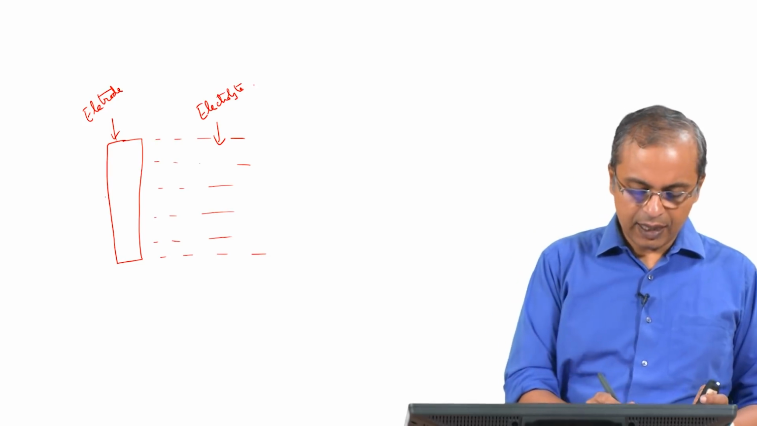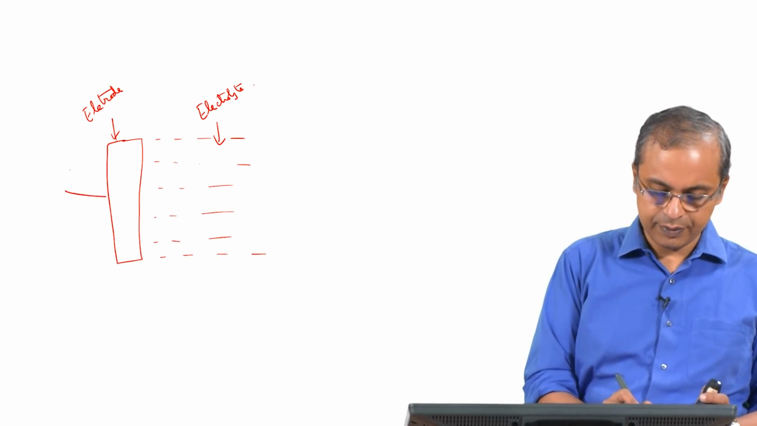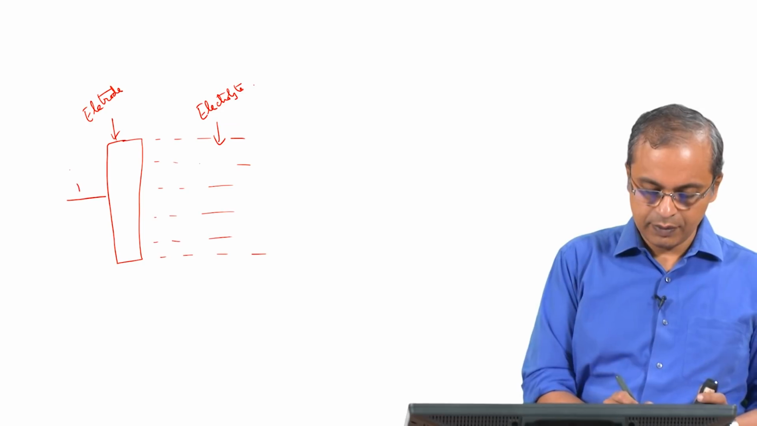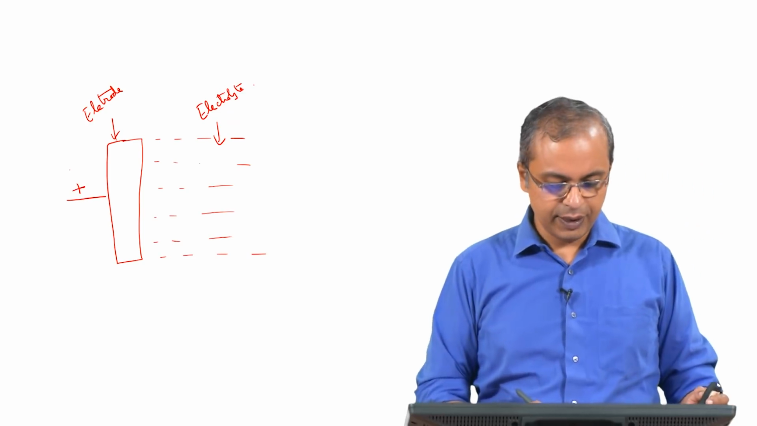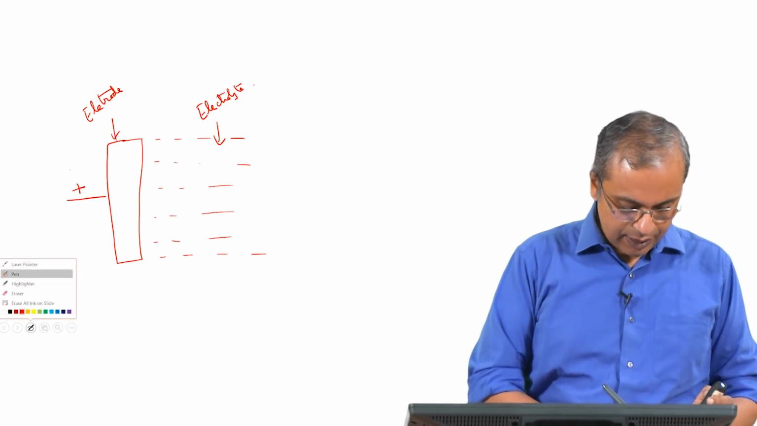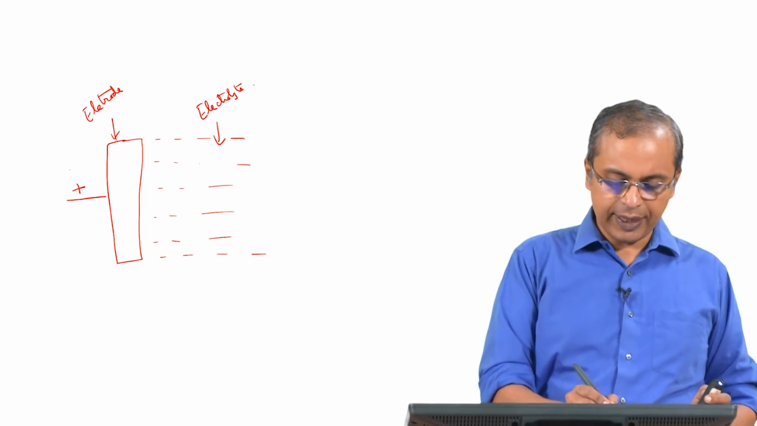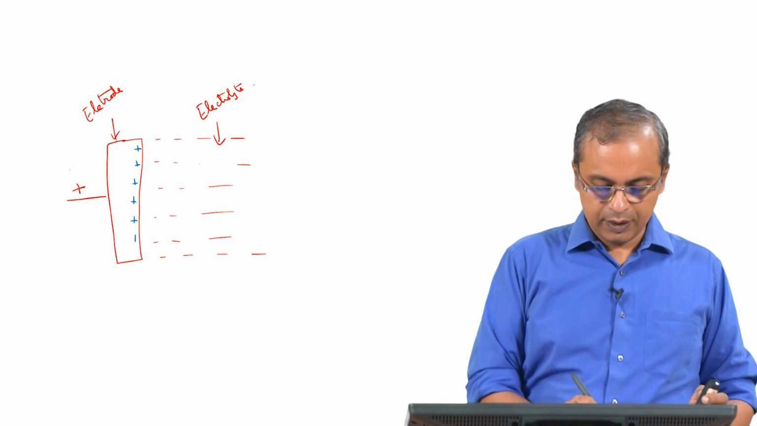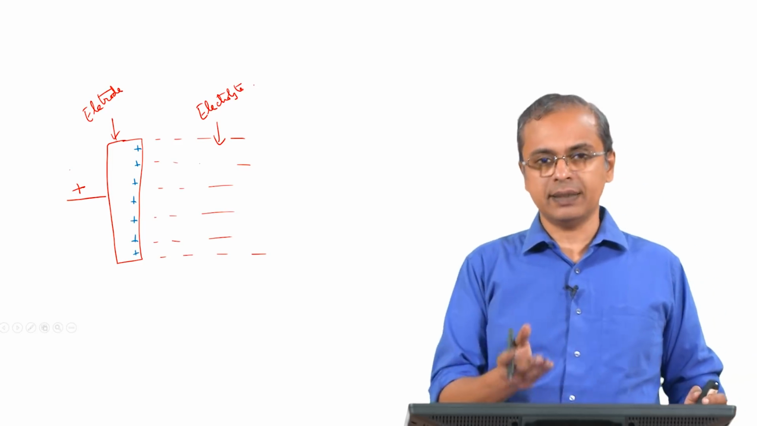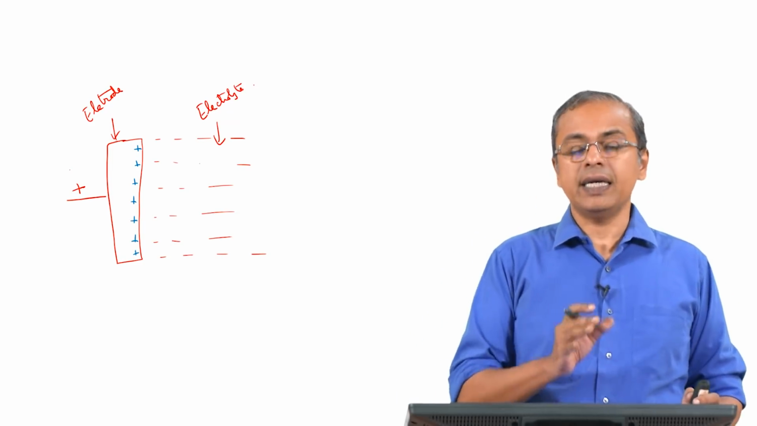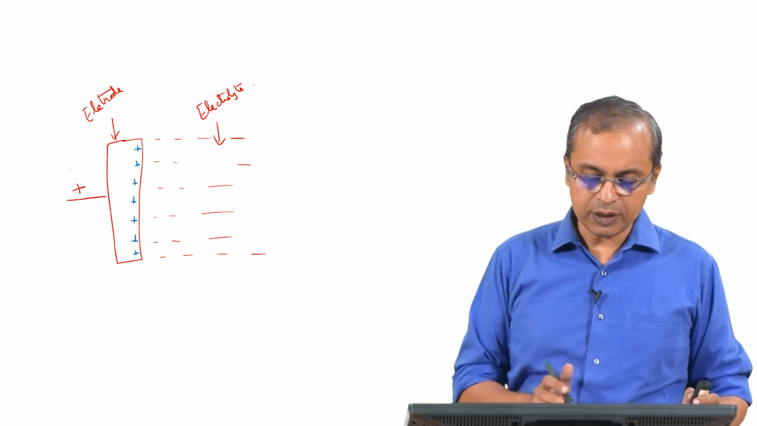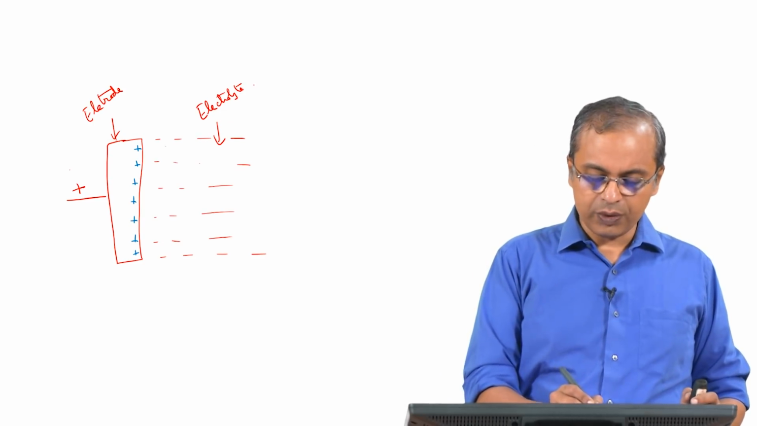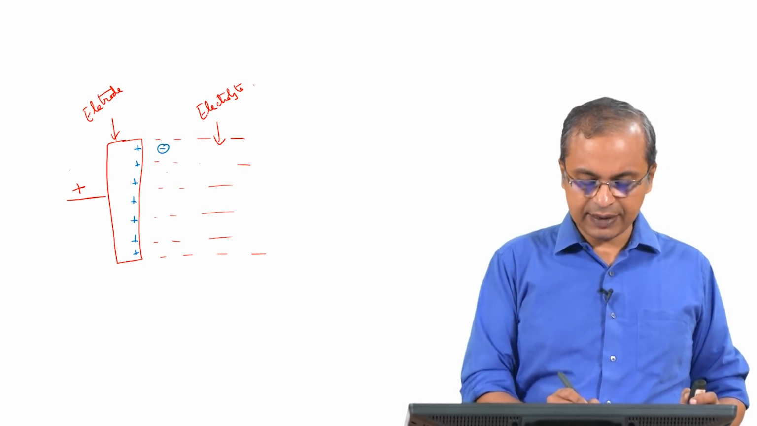Okay, and let us say I connect this to the positive of a battery. So, when you do that, you get a bunch of positive charges here. That part is still the same. Now, the electrolyte contains ions. So, the ions will have, let us say I have negatively charged ions.